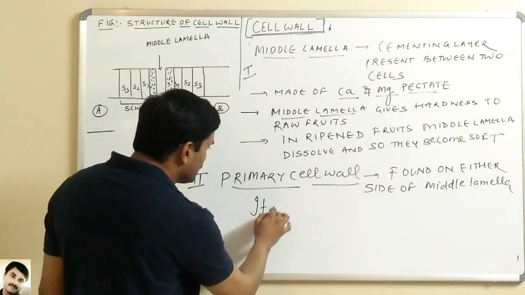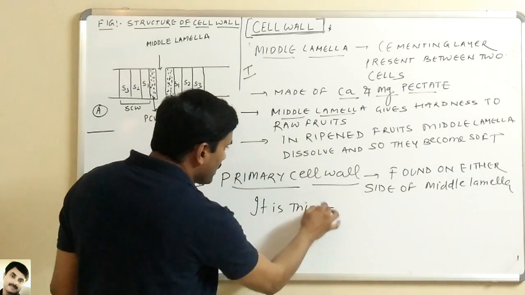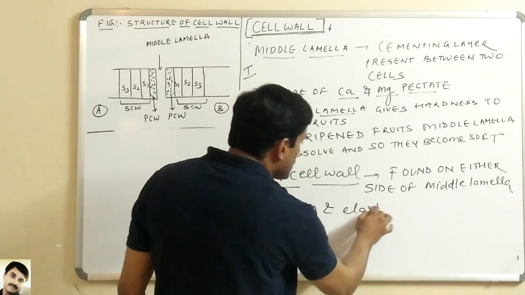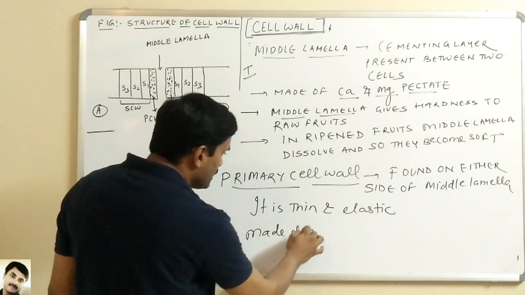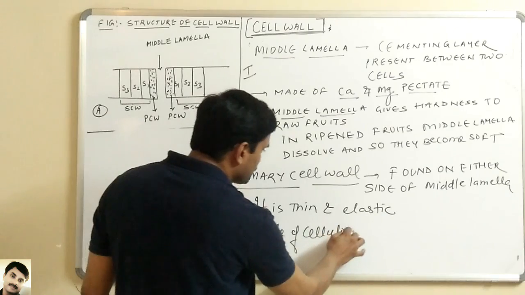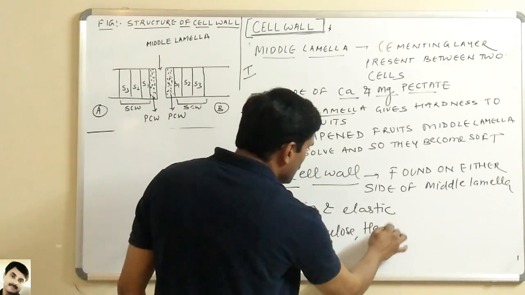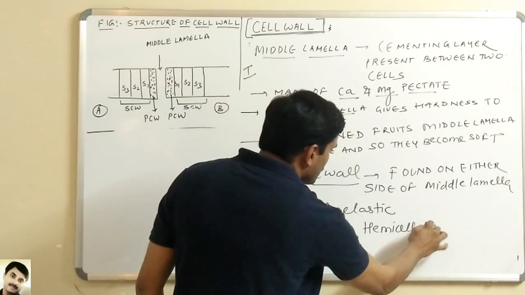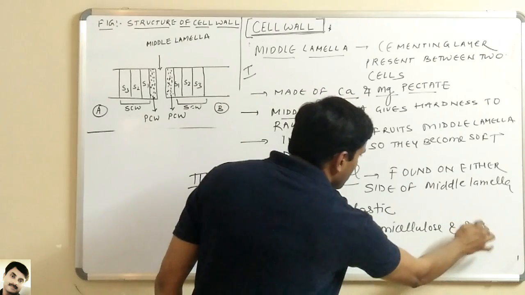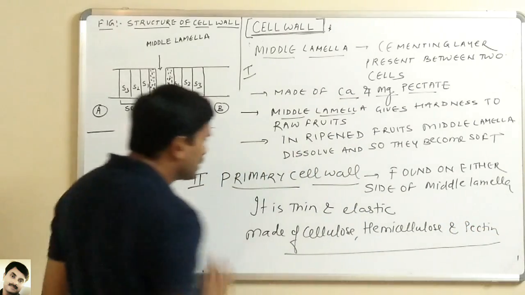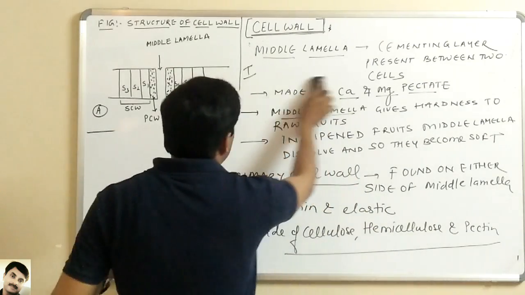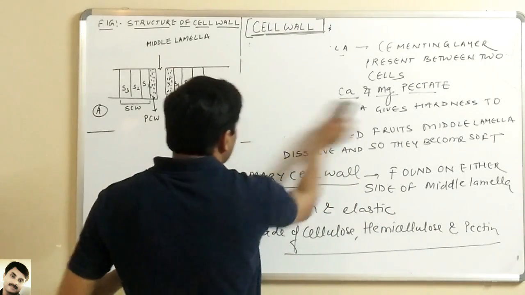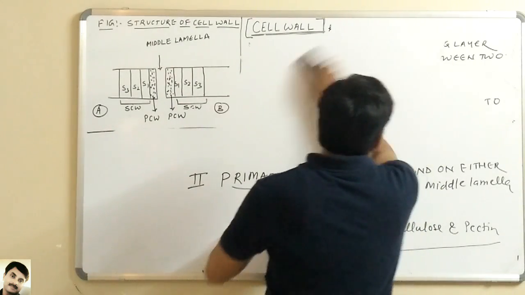It is thin and elastic, and it is made of cellulose, hemicellulose and pectin. Okay, so this was about the primary cell wall, which is the second component of the cell wall.